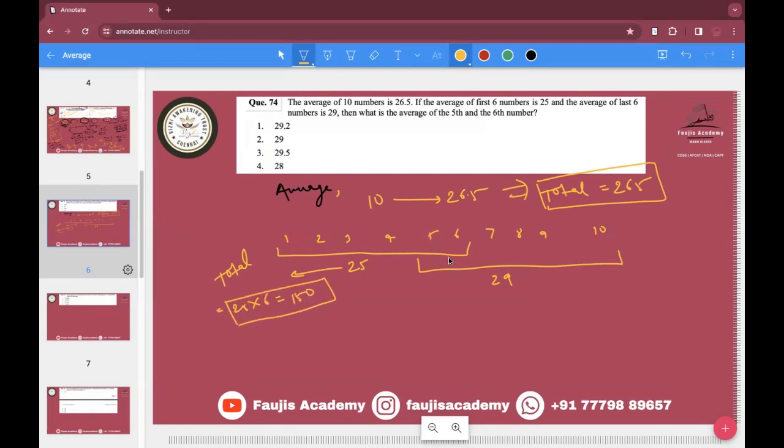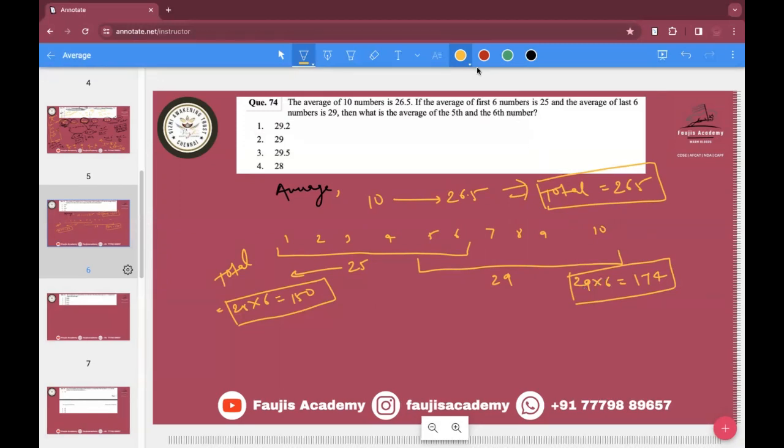Over here, the last 6 will be how much? 29 into 6, and how much is that? 174. And how will you calculate 174? Guys, there is one way to calculate. This is near to 30. 20 into 6, 9 into 6. That is also one way. And 30 into 6, 180 minus 6. That is another way.